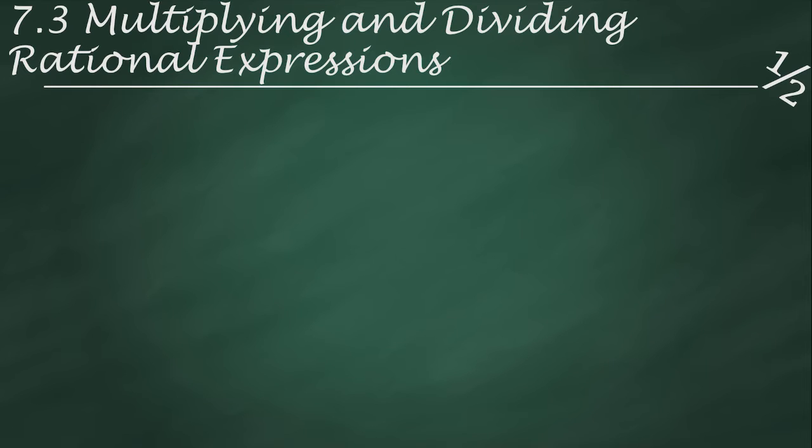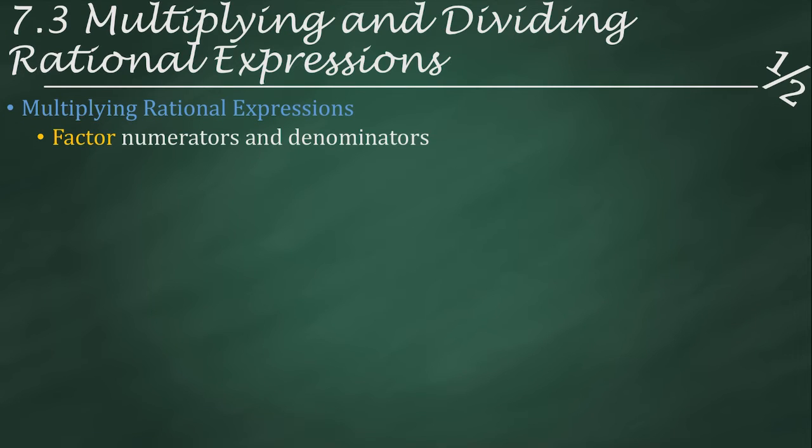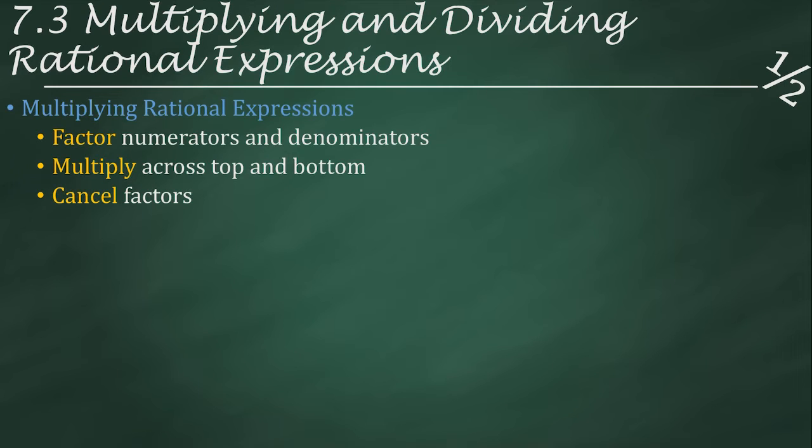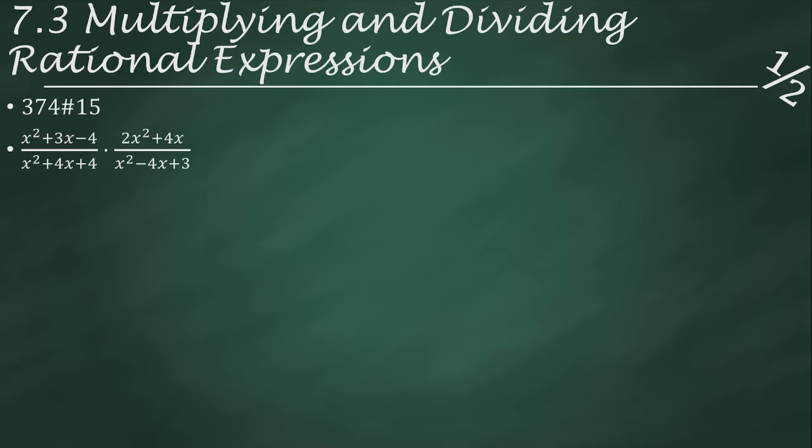So then now that we know how to simplify, we can multiply rational expressions, which is very similar to simplifying. You need to factor, because we'll end up simplifying, so we might as well factor right away. Then we're going to multiply across the top and the bottom, and this will be the simplest multiplication you've ever done in your life. And then you'll cancel any factors that are in the top and the bottom. For example, let's try page 374, number 15.